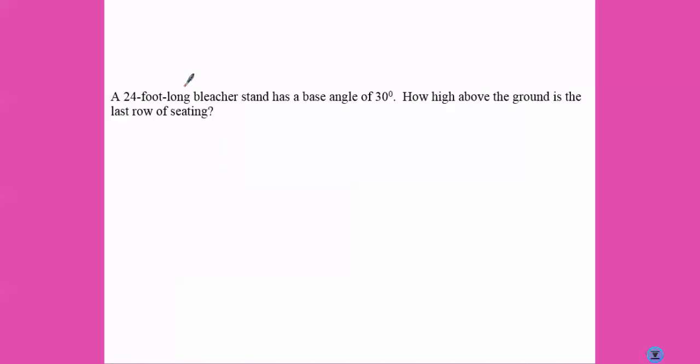And a word problem. A 12-foot long bleacher stand has a base angle of 30 degrees. So let's say that these are our bleachers. So that's 24 feet. We're going to make a right triangle. We know the base angle is 30 degrees. How high above the ground is the last row of seating? So this right here. So let's label from 30 to there. That's our opposite. Across from the right angle is our hypotenuse. And the blank side is adjacent.